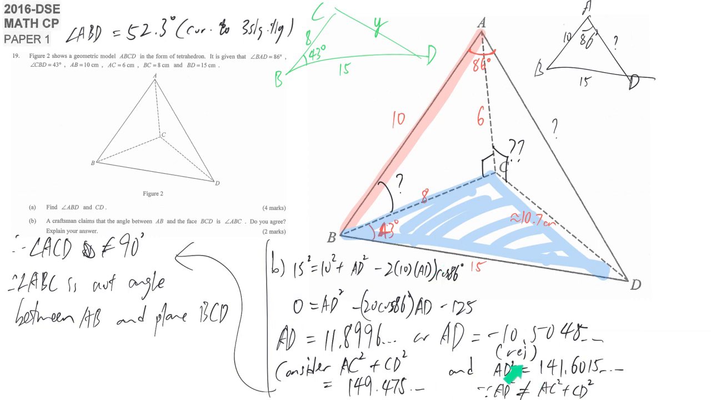Why I introduced this method is because this is more general. Sometimes in part A we already find out this angle ABD, so we may use this result, 52.3. By using the cosine formula, we get AD squared directly. Then you don't need to handle the quadratic formula here, which gives exactly the same result.